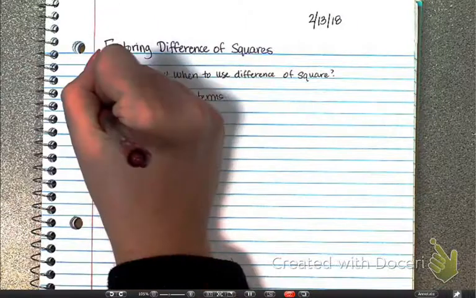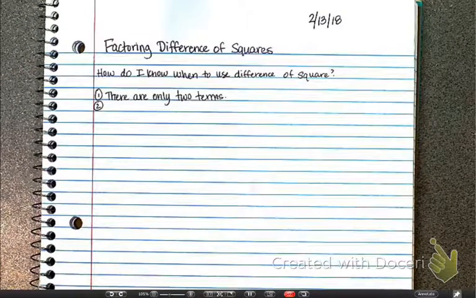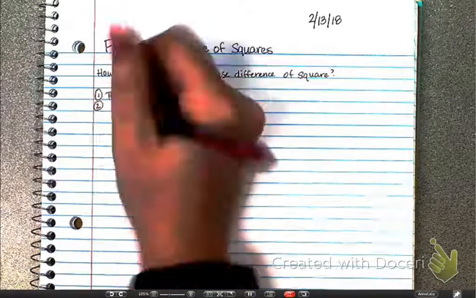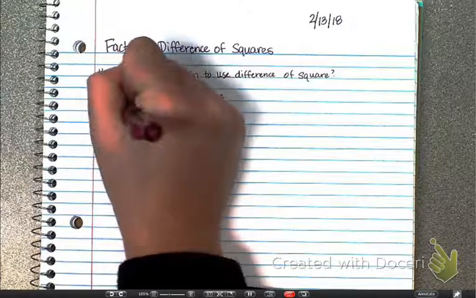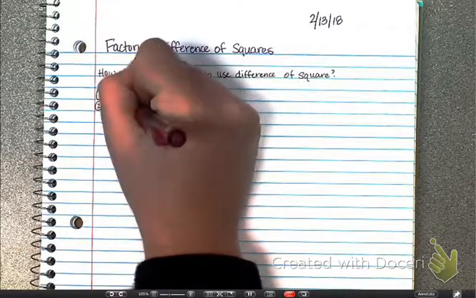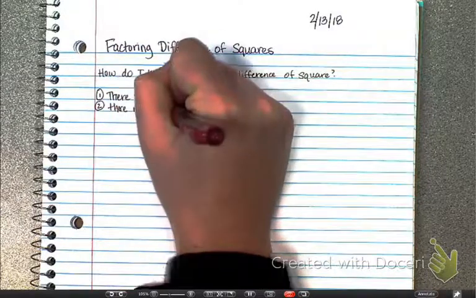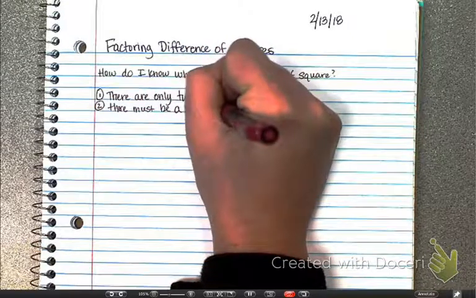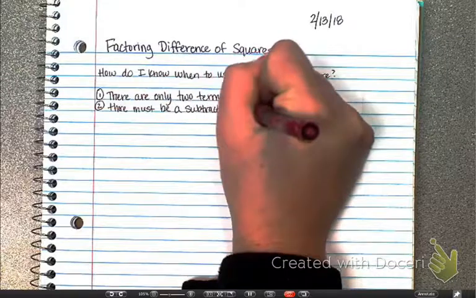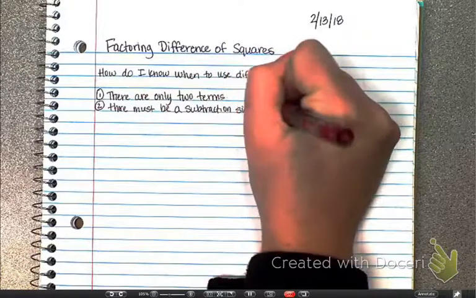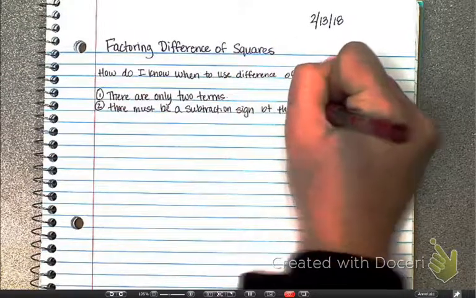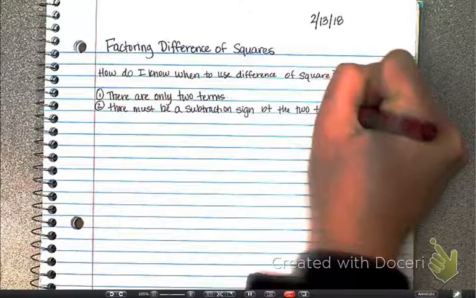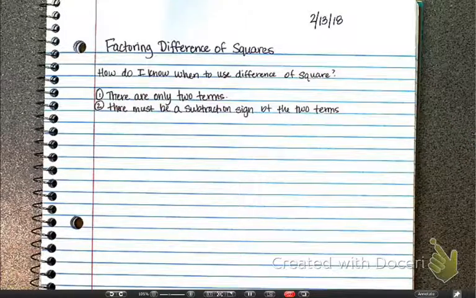The second thing, and probably the one that people forget the most often, is there must be a subtraction sign between the two terms. So you must have a subtraction sign between the two terms. That's going to be important. If it's not subtraction, it is not difference of squares, right? Difference means to subtract.